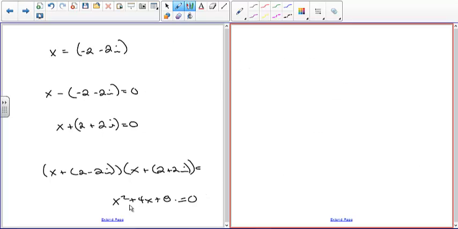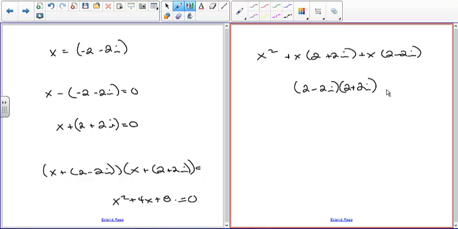So just to show you that this works, if I wanted to multiply this out, I'd use FOIL. First times first, so that's x squared. Then the outside: plus x times 2 plus 2i. Inside you're going to have plus x times 2 minus 2i. And then last is going to be 2 minus 2i times 2 plus 2i. So the first term stays the same. You'll have 2 times x plus 2i times x, which gives 2xi. And then we have the second one, which is plus 2x, 2 times x, minus 2xi. So that's just multiplying these two out.